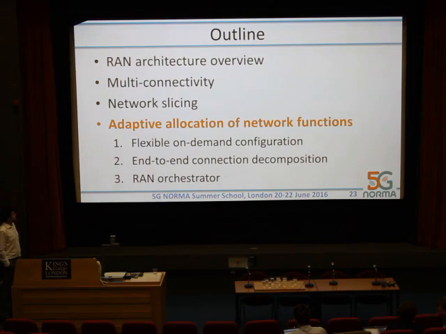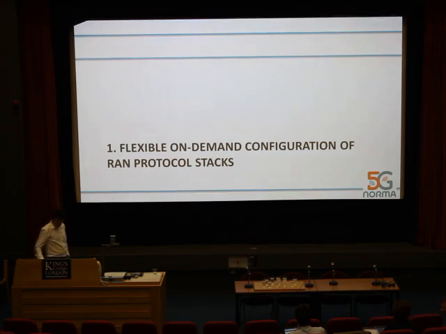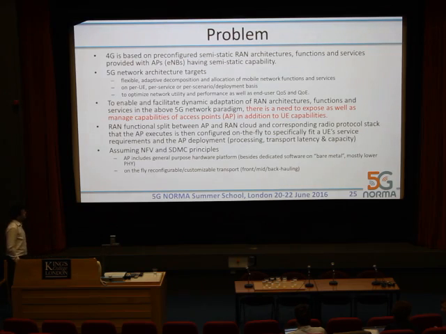Okay, now to the last part. This should be the main part of today. It's the adaptive allocation of network functions. And here I chose to show you three contributions within the project from partners. The first is the flexible on-demand configuration. And the second, depending on time, I will handle these two, and the last, let's see, but maybe at least the first two. Sorry for the huge amounts of text. I tried to shorten them a little bit.